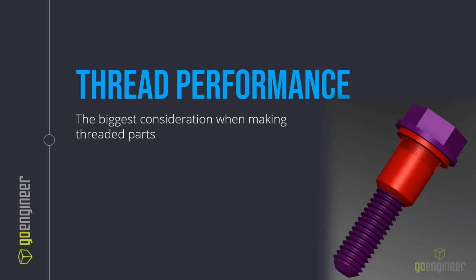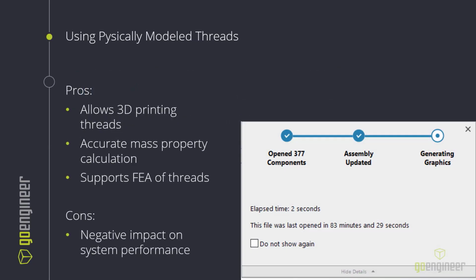Now, if we carry on, what are some of the considerations we need to make when it comes to performance when we talk about these threads? You can see all the pros here. It allows 3D printing, you get accurate mass property calculation, it'll actually do FEA for these threads. But the biggest con of physically modeled threads is that it has a negative performance impact on the system, and it does so in a big way.